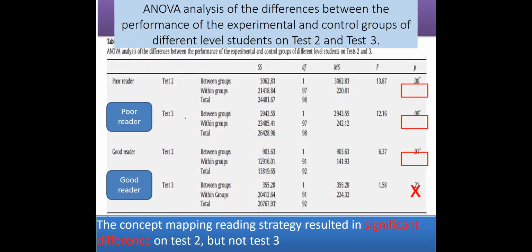Here is the ANOVA analysis of the differences between the performance of the experimental and the control groups of the different level students on test 2 and test 3. Right, so the concept mapping reading strategies may result in a significant difference on test 2, but not test 3.